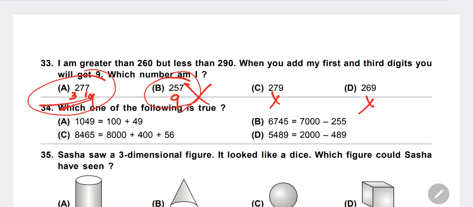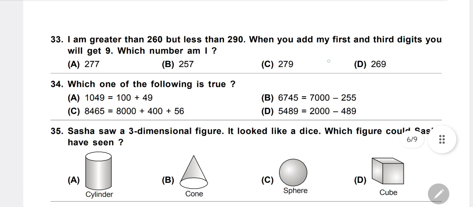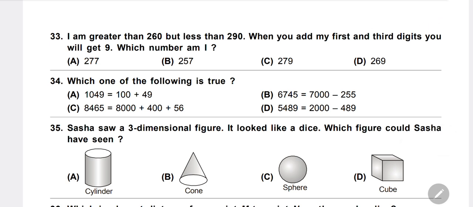Now come to the next question. In the next question, which one of the following is true? So this is basically a subtraction and addition pattern. This is 1049. This is 149.